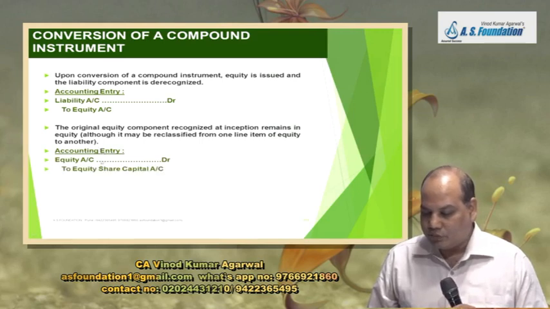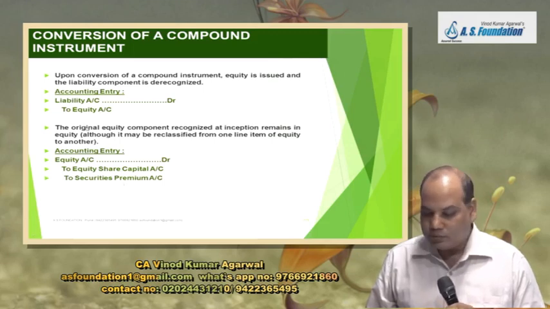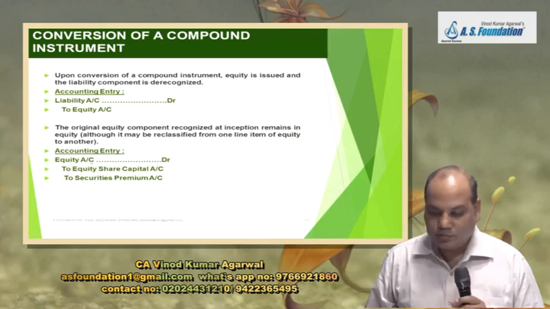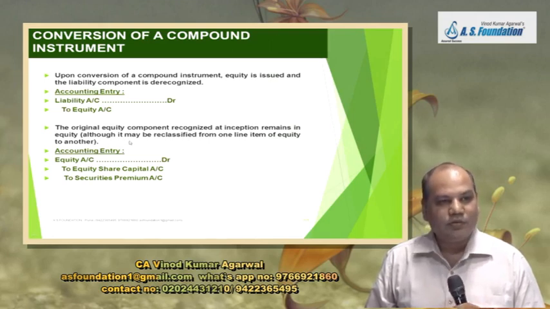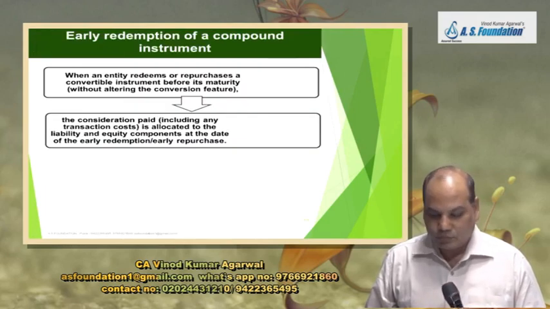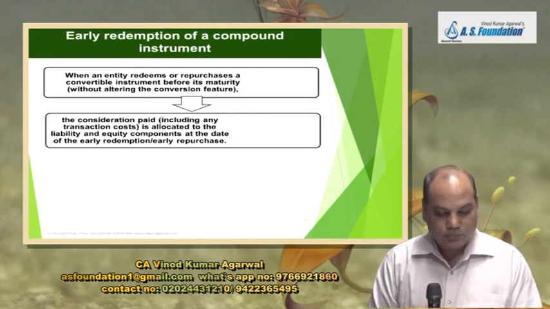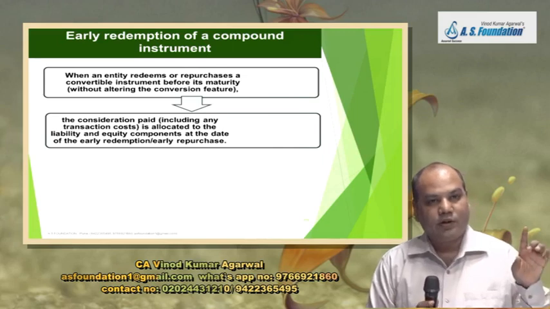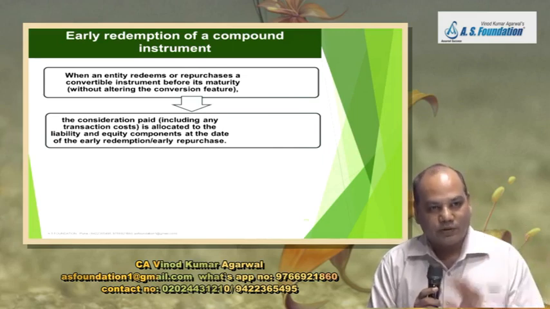Journal entry: equity account debit to equity share capital account and to securities premium account. On issue of shares, first liability to equity. Equity to equity share capital and securities premium. If any balance remains, it will be transferred to any other component of equity. This is the entry where the investor decides to opt for conversion.